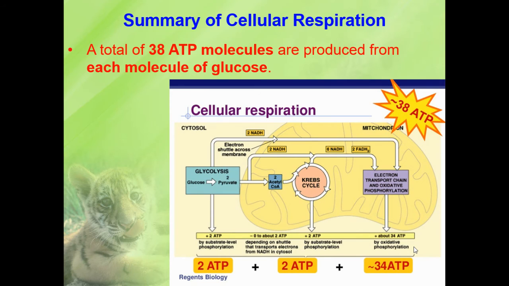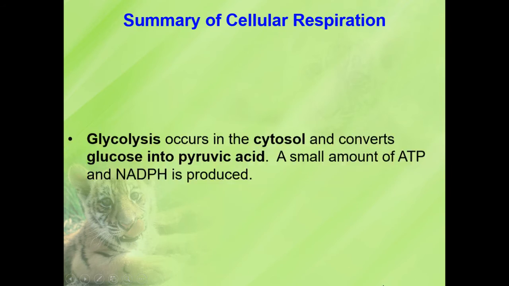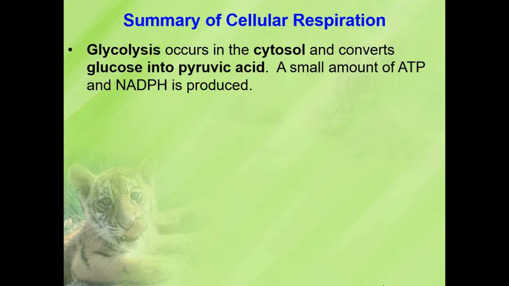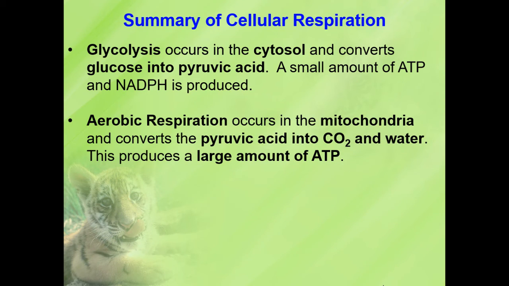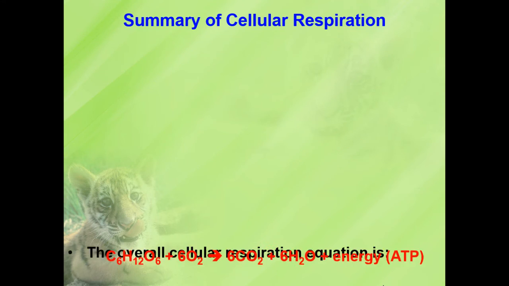In summary, a total of 38 ATP molecules are produced from each molecule of glucose. So we got our 2 from glycolysis, our 2 from the Krebs cycle, and around 34 from the ETC. Glycolysis occurs in the cytosol and converts glucose into pyruvic acid. A small amount of ATP and NADH is produced. Aerobic respiration occurs in the mitochondria and converts the pyruvic acid into carbon dioxide and water, and this produces a large amount of ATP.